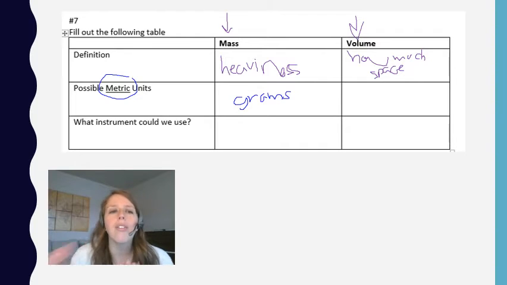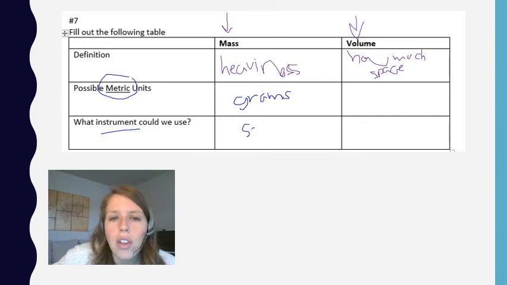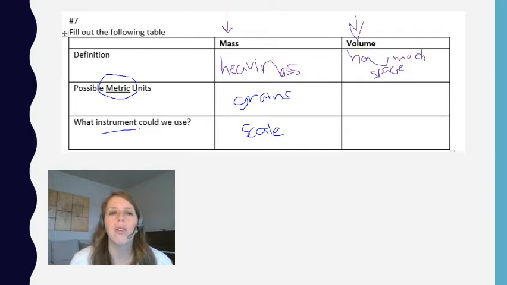Now, how would I find that? Let's go to this bottom question for mass. What instrument would I use to find the mass? Well, I could use a scale. We have digital scales where you just set something on it. You guys have seen those if you've ever weighed yourself. I would find the mass or heaviness of something by putting it on a scale, and it would tell me how many grams.